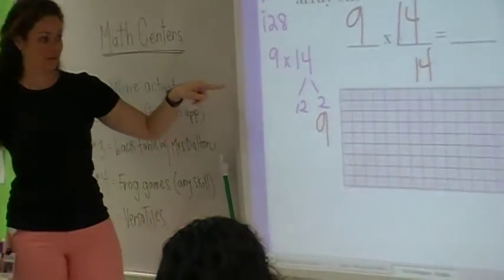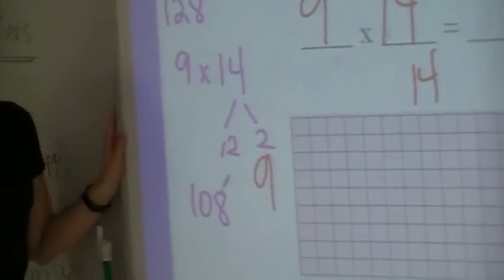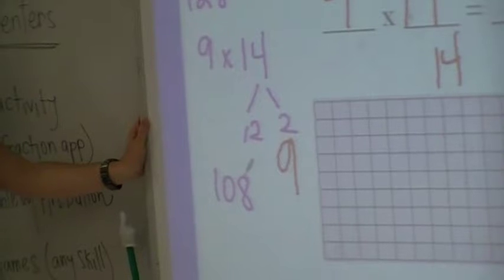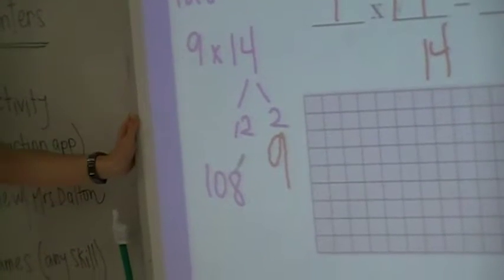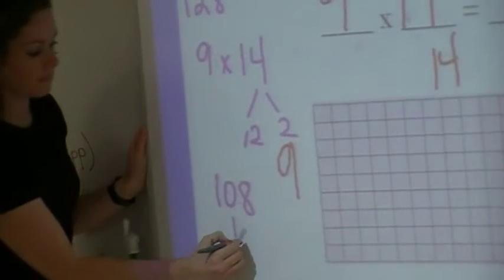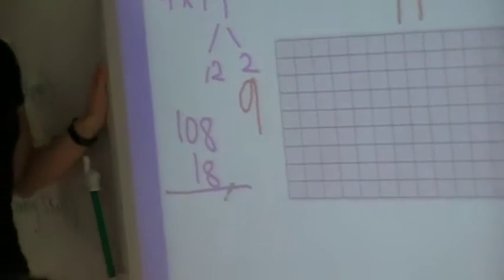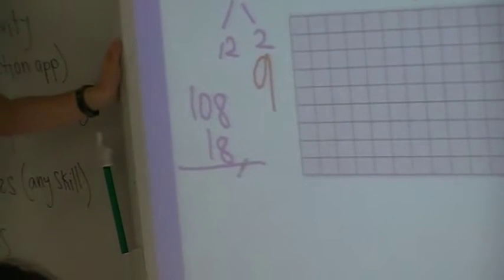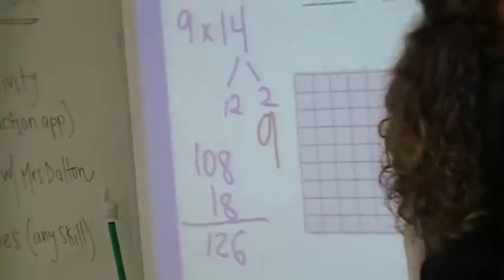And 9 times 12 is 108. And since I didn't know that off the top of my head, what I did was 9 times 11, which is 99, plus another 9. Plus one more group. Perfect. Then 9 times 2 is 18. And I added 108 plus 18, and I got 126. Perfect. 126.